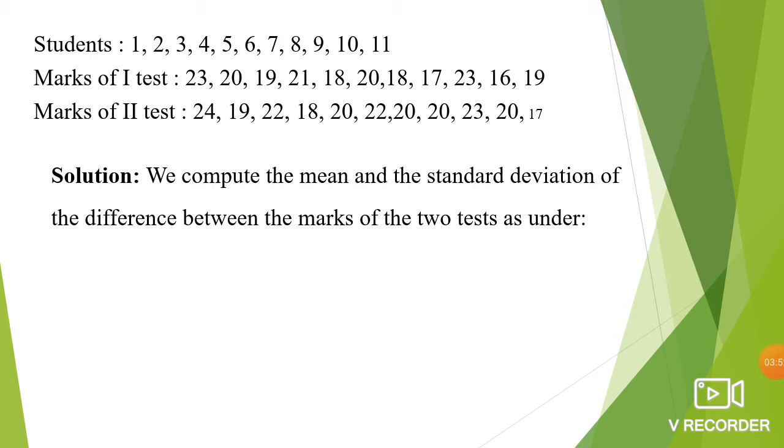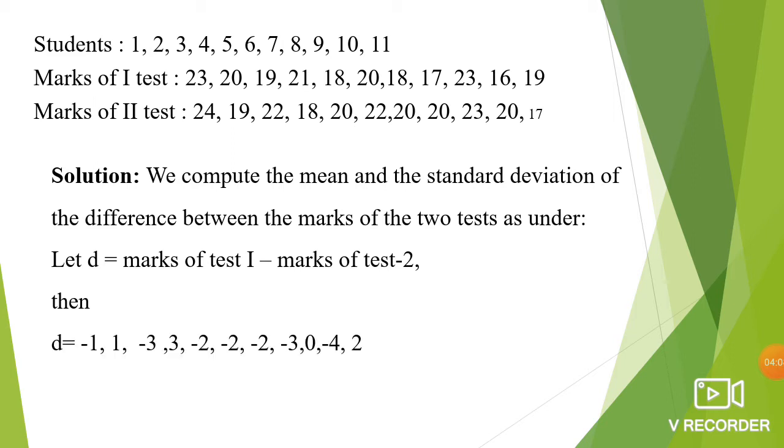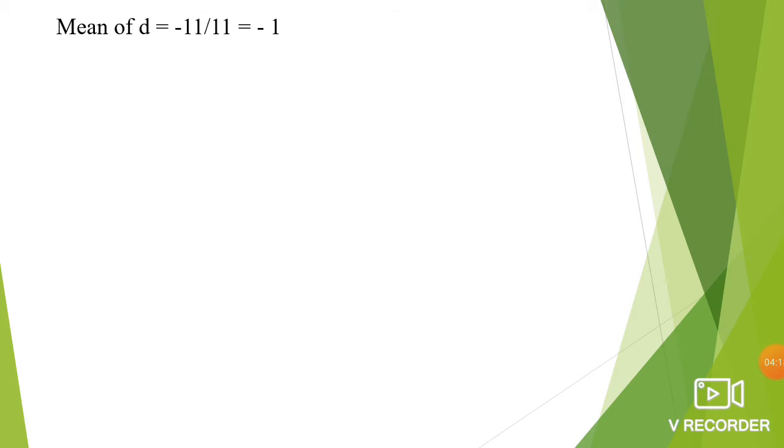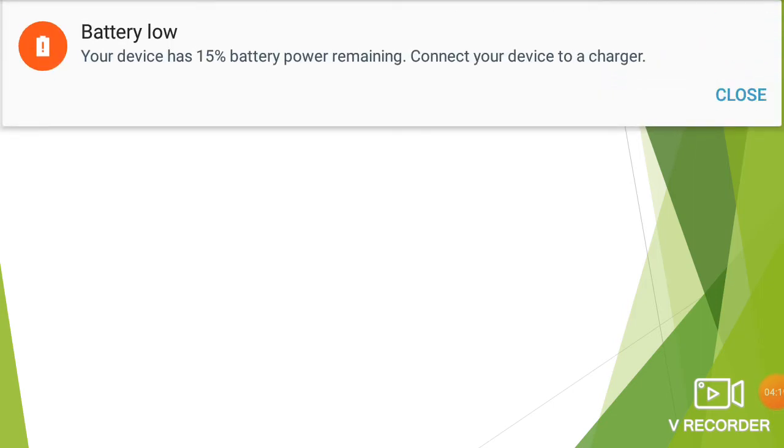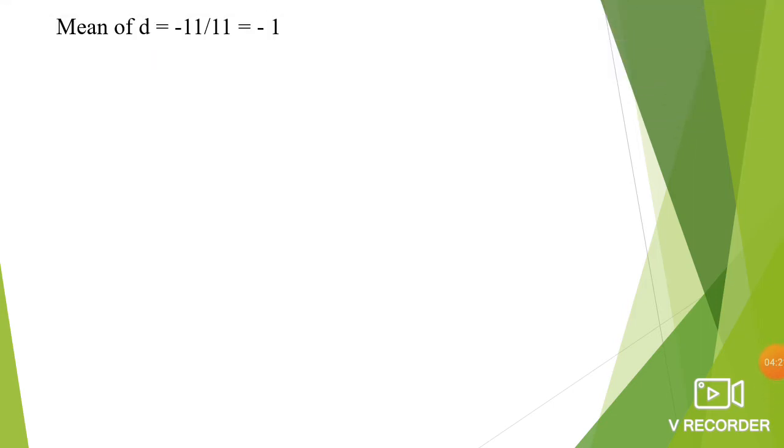So in the solution, we compute the mean and standard deviation of the difference between the marks of the two tests. We now calculate D, the difference of first test mark minus second test mark. We get D as 23 minus 24, minus 1, 20 minus 19, 1, etc., up to 2. That is the D value, the difference between the marks. Then we calculate the mean of D: add all the numbers and divide by 11, since there are 11 students. So minus 11 by 11 is minus 1, the mean of D.